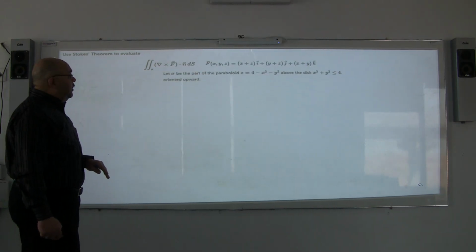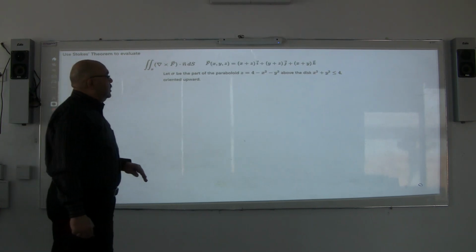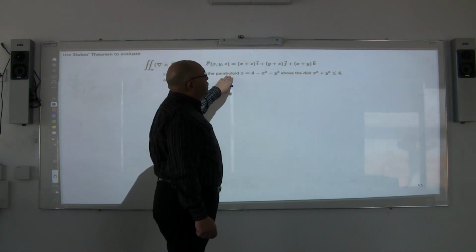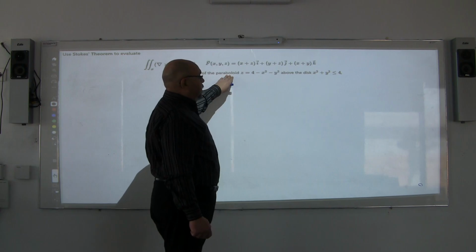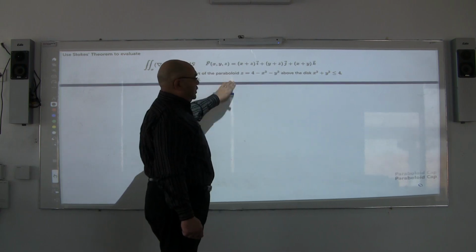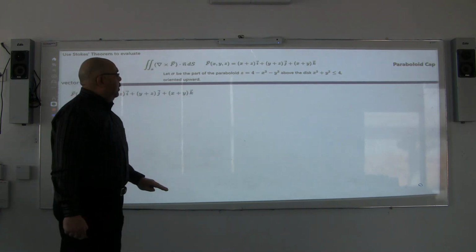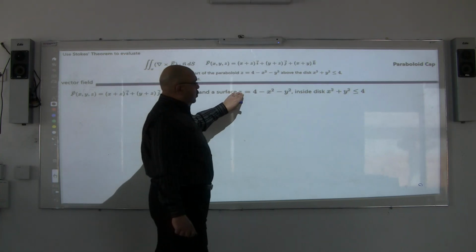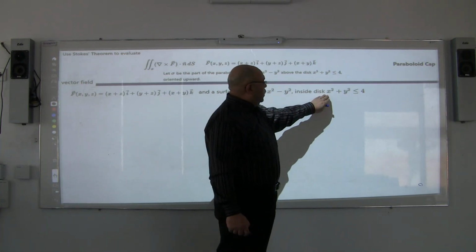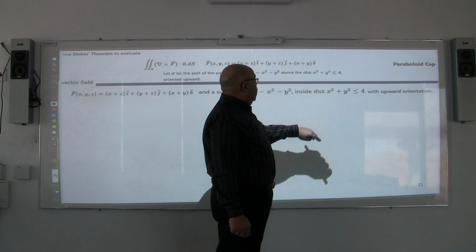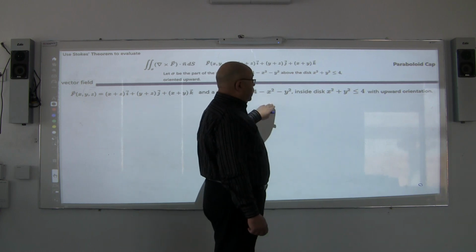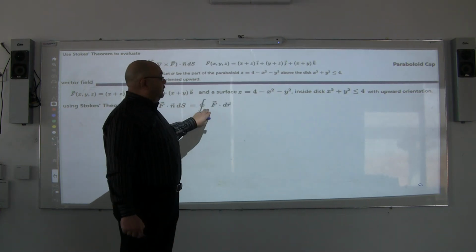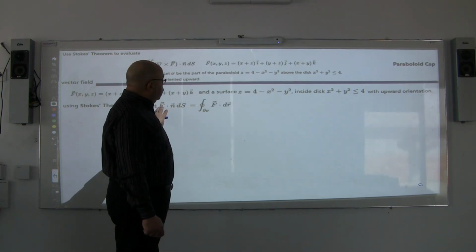In the same way, you have another problem which expresses a paraboloid, as you can see, above the disk x squared plus y squared less than or equal to 4, which in 3 dimensions is a cylinder also. So it's a paraboloid cap, as you can see. So this is the z equation. Inside x squared plus y squared less than or equal to 4, which means z equal to 4. Okay, so actually this is the surface, I'm sorry, that's the integration through the surface.